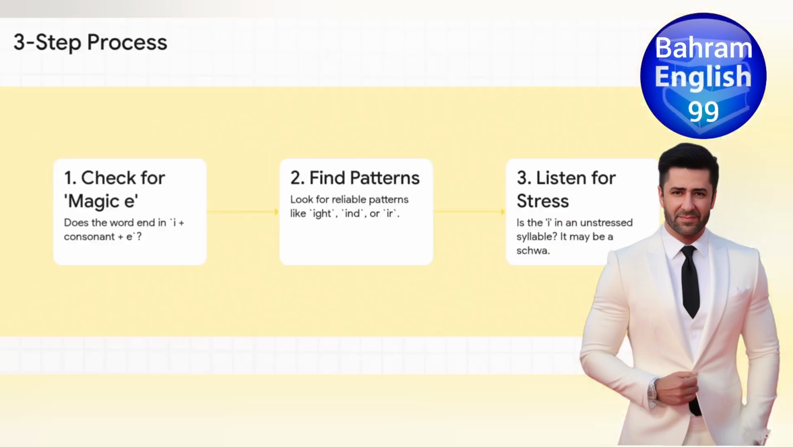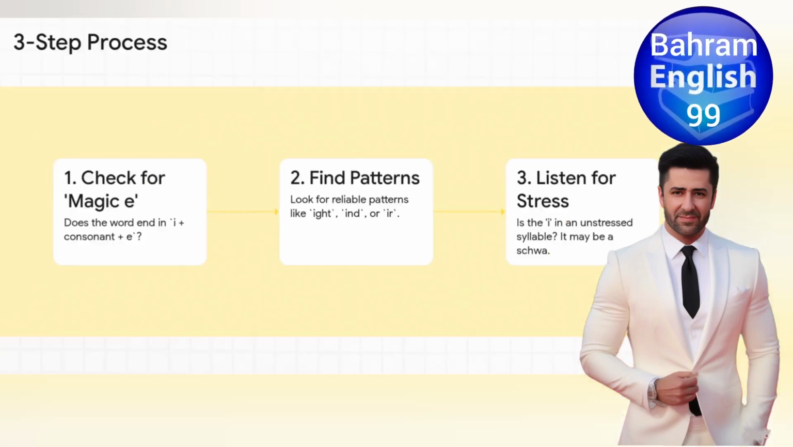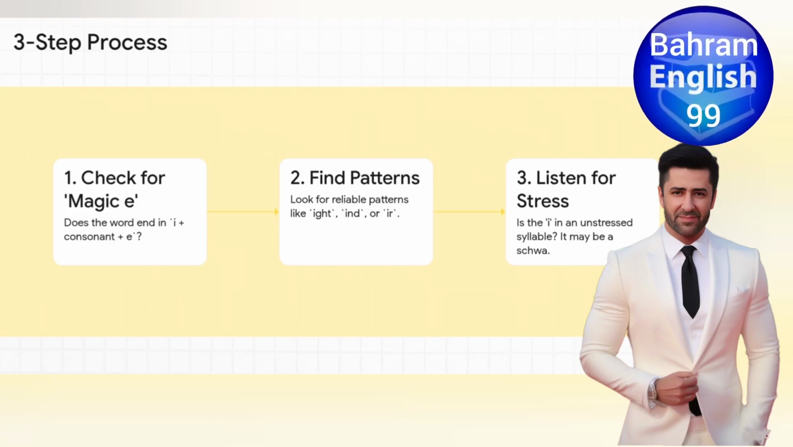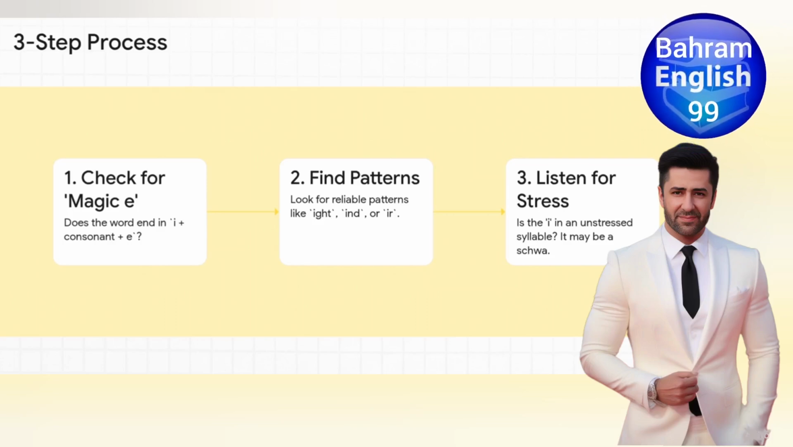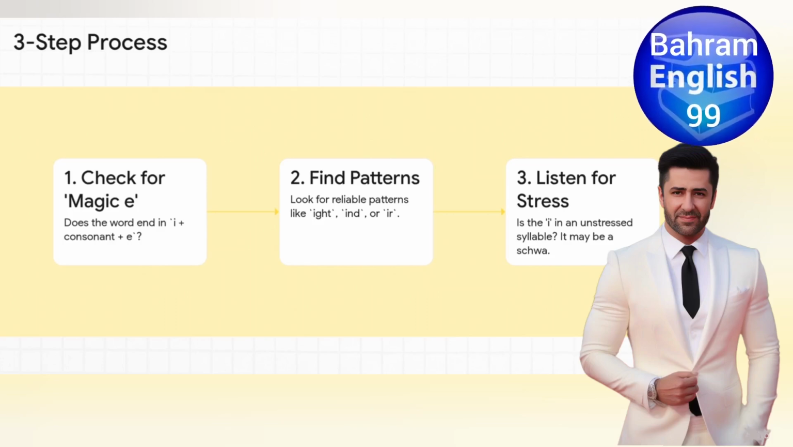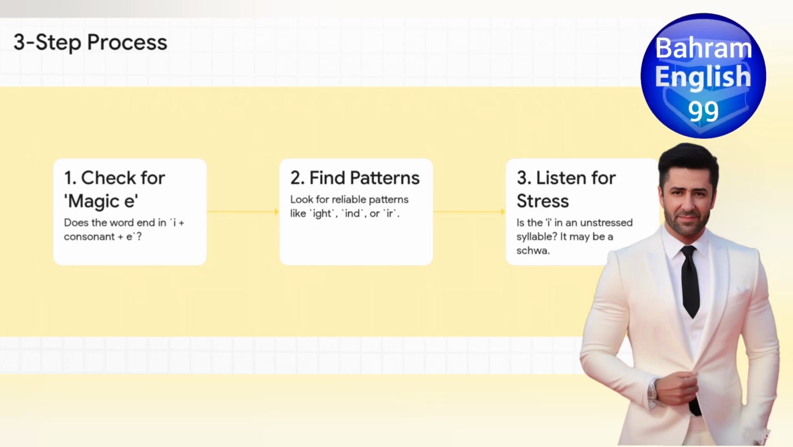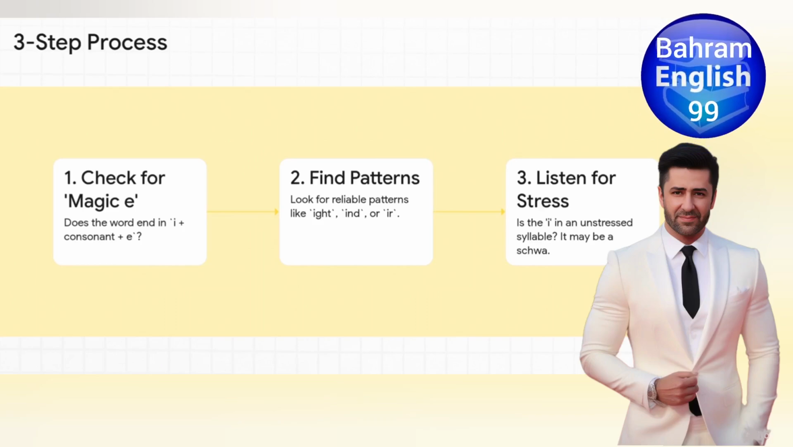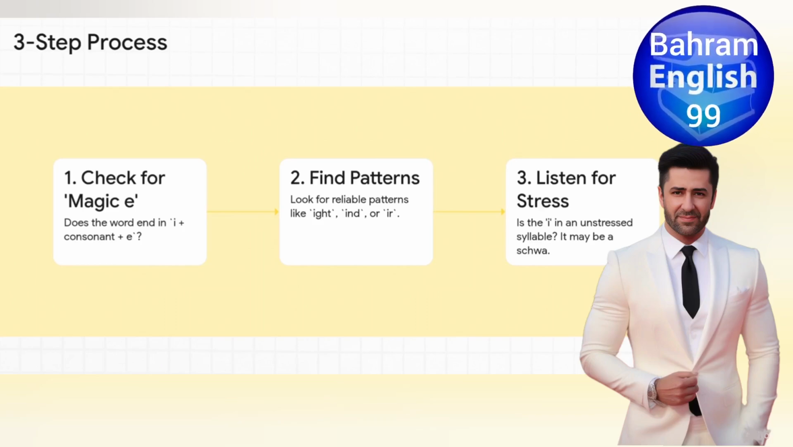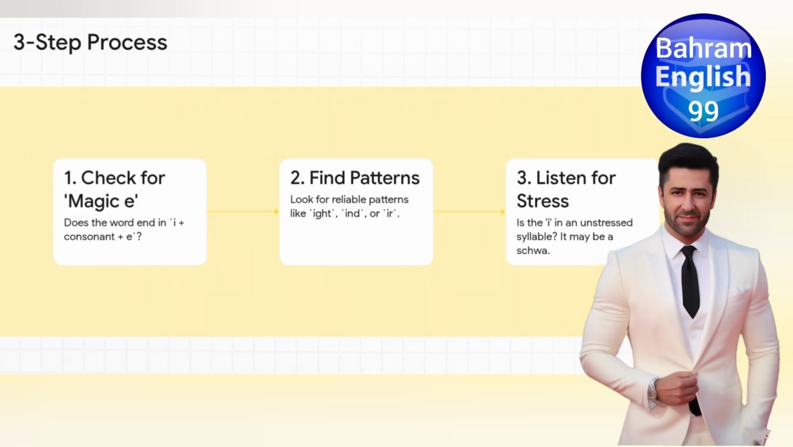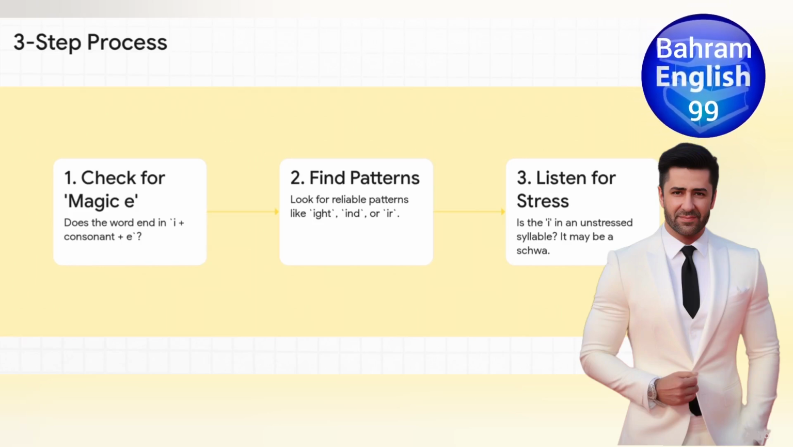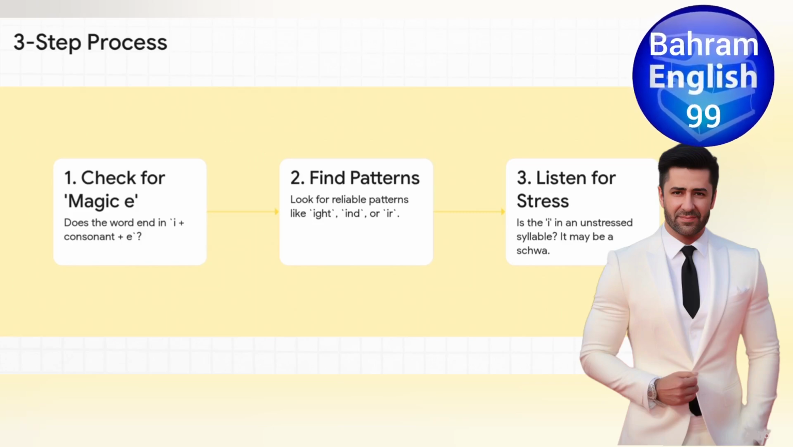So let's put this all together into a really simple 3-step process you can use for any new word you find. Step 1. Check for a magic E at the end. If you see it, you're probably looking at a long I sound. Step 2. Scan the word for those reliable spelling patterns we just talked about. And step 3. Listen for the stress in the word. If the I is in a weak, unstressed part, it's very likely going to relax into that lazy schwa sound.